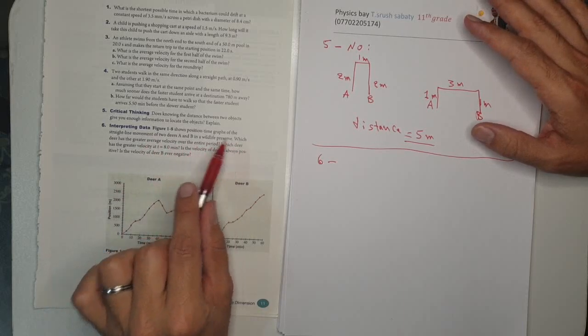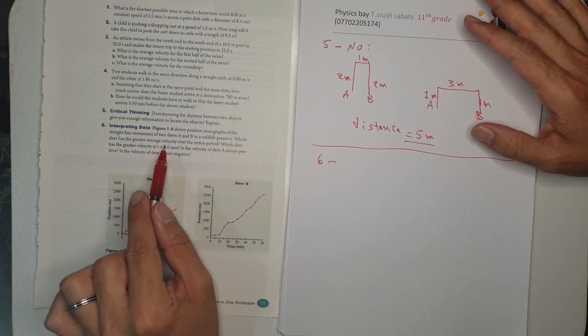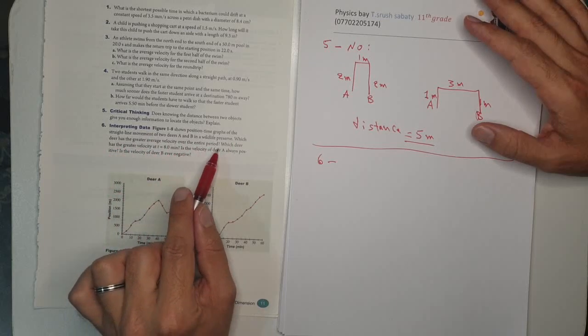In a weather perceive which deer had the greater average velocity over the entire period.